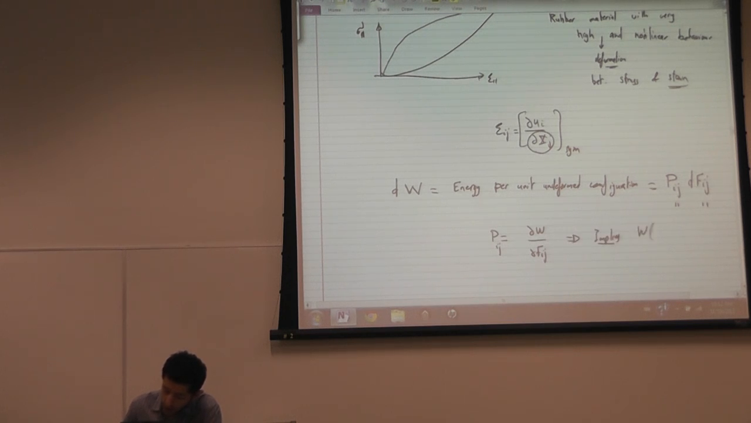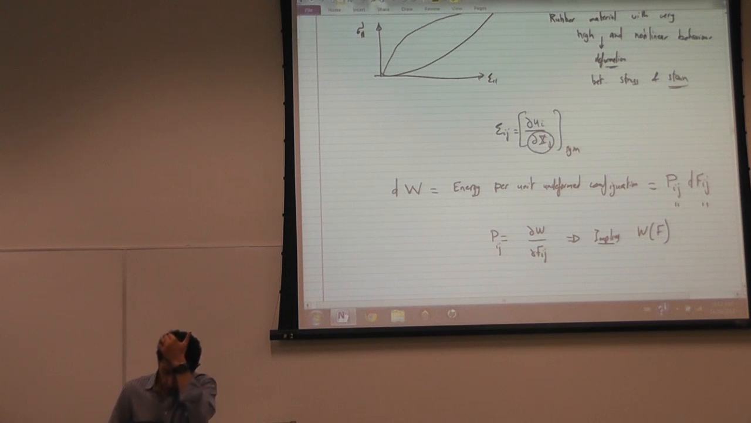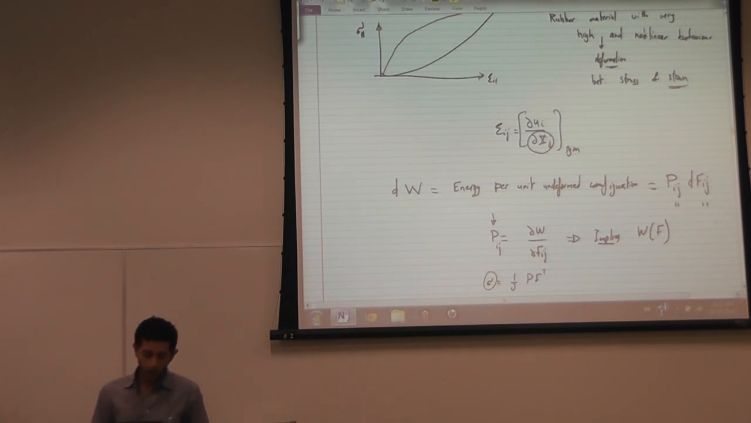that the energy is a function of the components of F. You give me what the components of F are, I'll give you what the energy is, the energy per unit undeformed configuration. And I will also tell you everything about the stresses, because when I take the derivatives of W with respect to the components of F, I will be able to calculate the first Piola-Kirchhoff stress, and I know that sigma is equal to 1 over J P F transpose, so I can calculate the Cauchy stress.